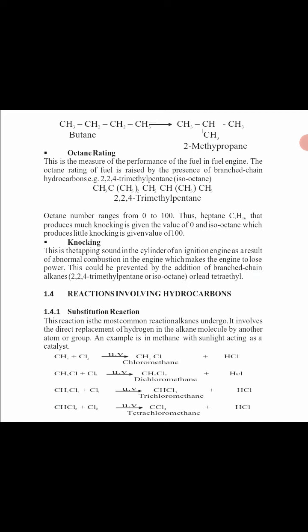All right. So you can also call it isooctane or 2,2,4-trimethylpentane. All right. So octane number ranges from 0 to 100, and the heptane, which is C7H16, that produces much knocking, is given the value of 0. And isooctane, which produces little knocking, is given the value of 100.